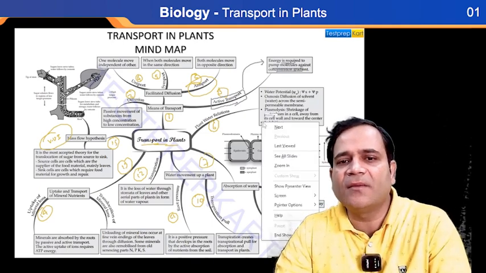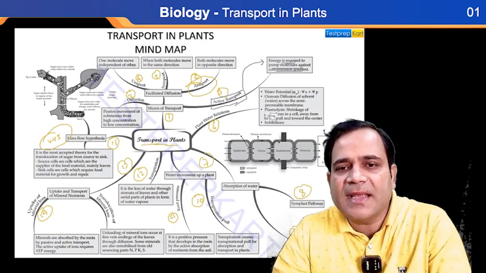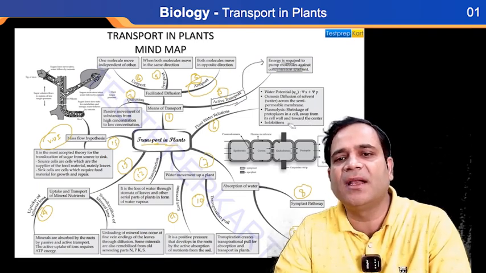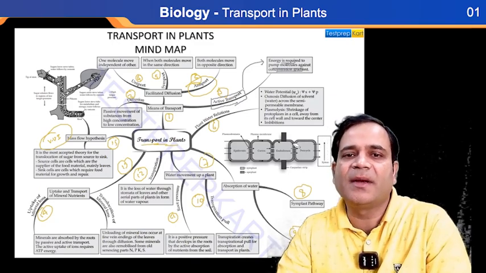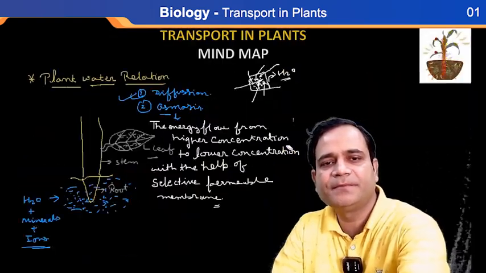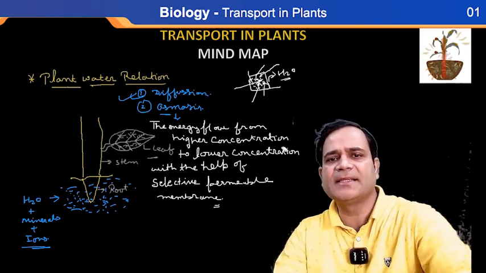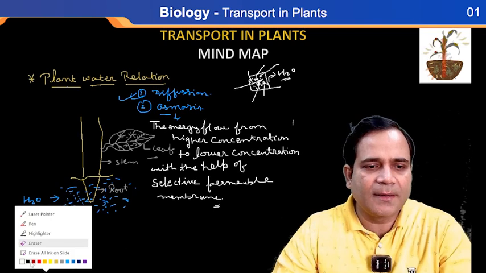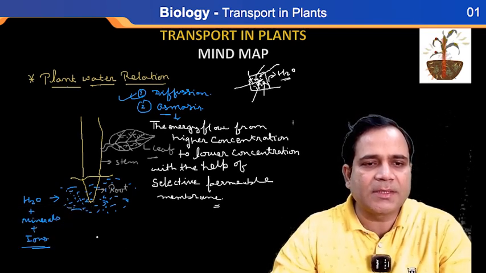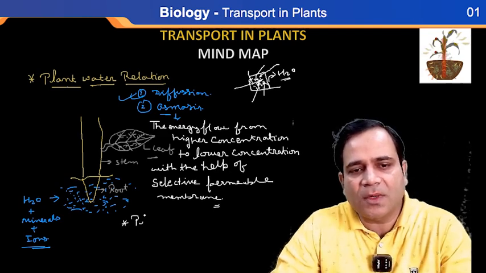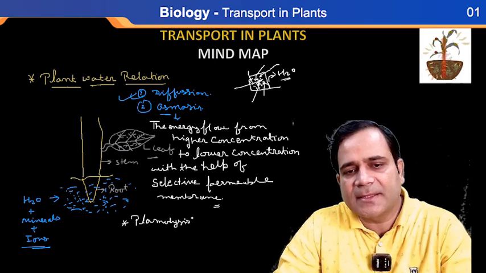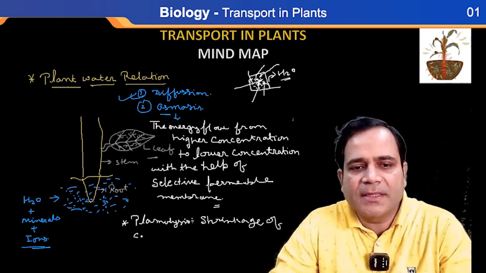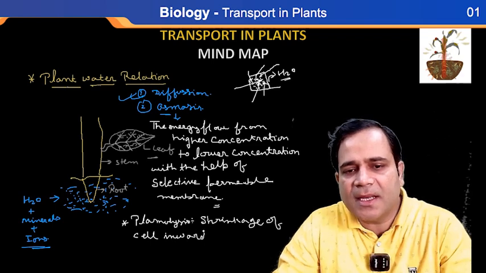Plasmolysis, what am I saying? Plasmolysis is shrinkage of the cell. The shrinkage of the protoplasm in a cell away from its cell wall and towards the center is known as plasmolysis. Let's see in this one slide. Do you know the meaning of plasmolysis? Don't know? Let's see, I am going to write the term here: plasmolysis. So, shrinkage of the cell inward.